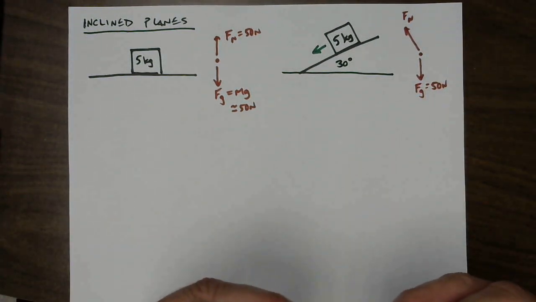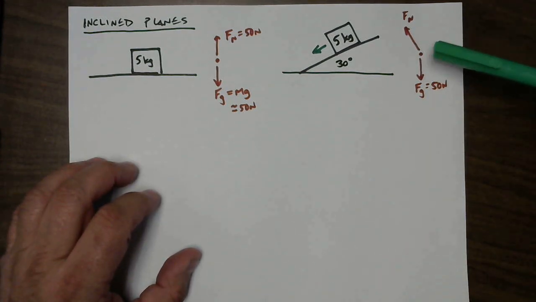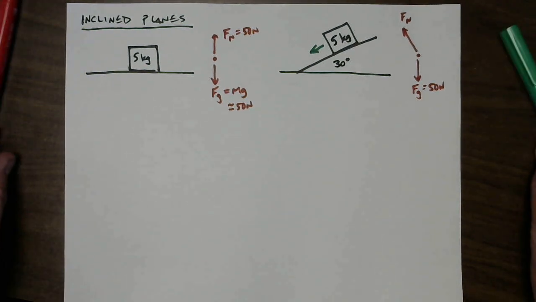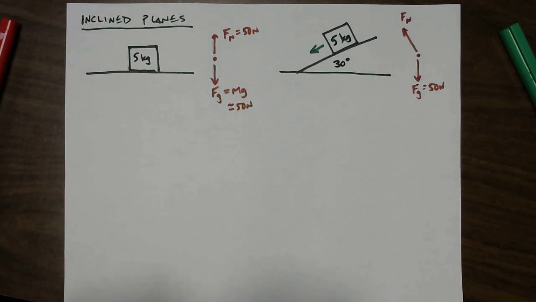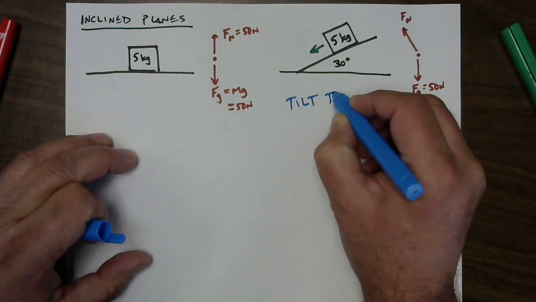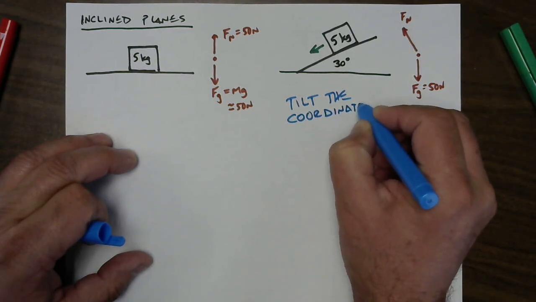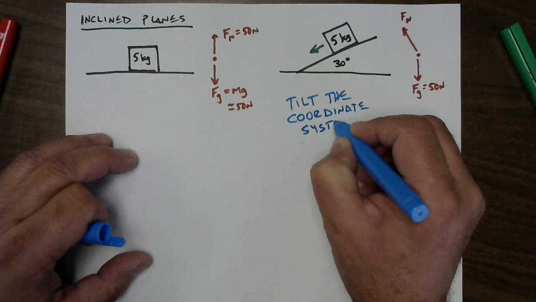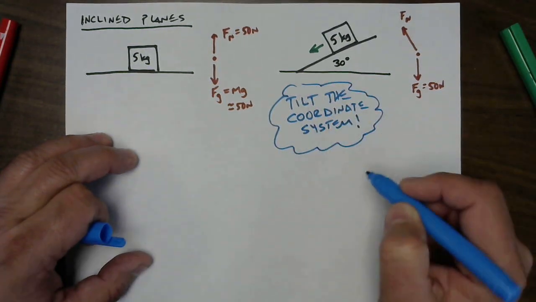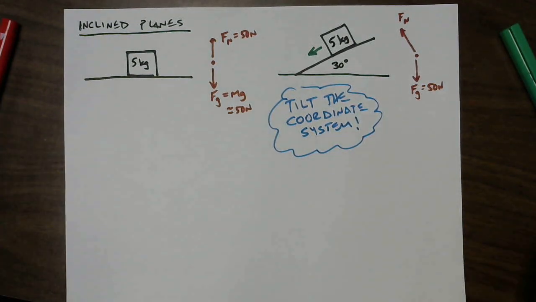Okay, now going back to the free body diagram, anytime you have forces that are not in our coordinate directions, we normally componentize. We normally break things into components. But I'm here to tell you that there is a secret to making this problem easier, and that is to tilt the coordinate system. That will make your life easy. So let's do it. Let's tilt the coordinate system.